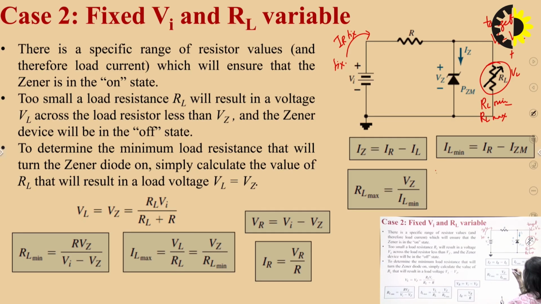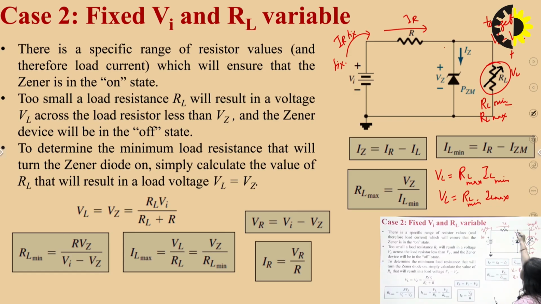So we can see VL is RL multiplied by IL, and VL is fixed. So if RL is max, IL will be minimum, and if RL is minimum, then IL would be max, because the voltage VL is constant. Our target is to keep the voltage across the load resistance constant, that is VL must be equal to VZ. Now this VI is fixed, so the current flowing through this resistance R, that is IR, will also be fixed.